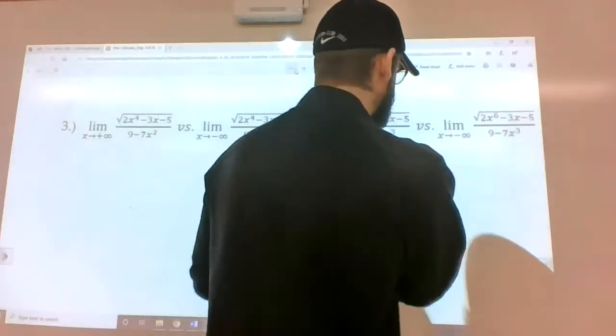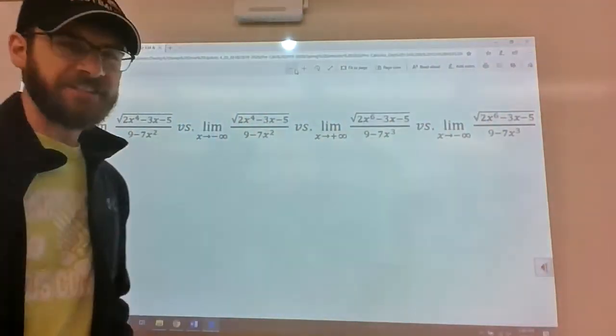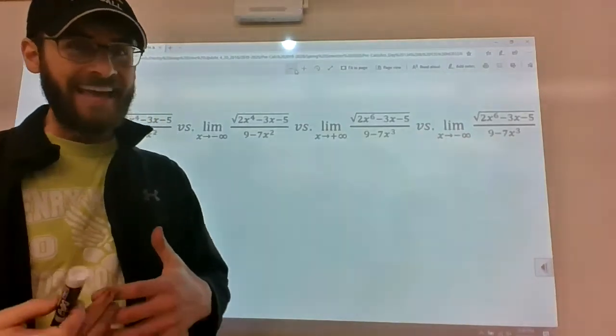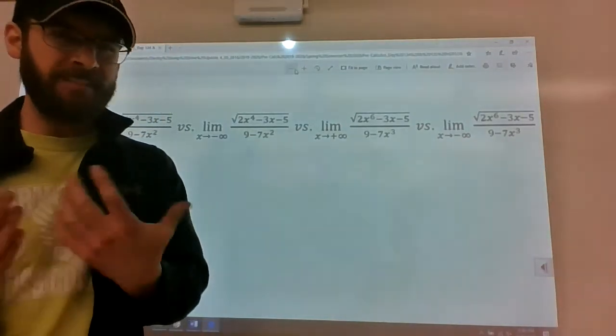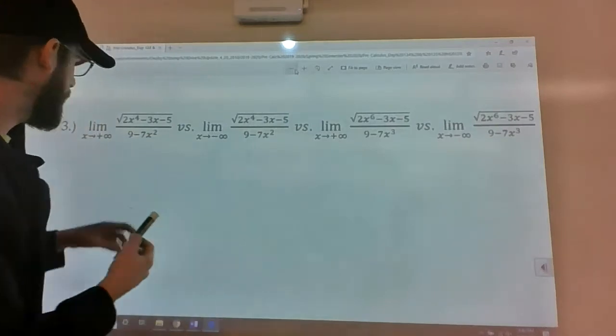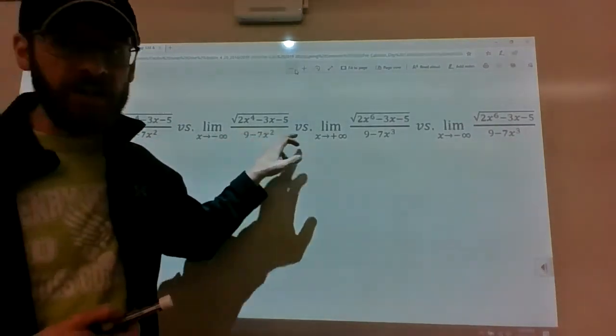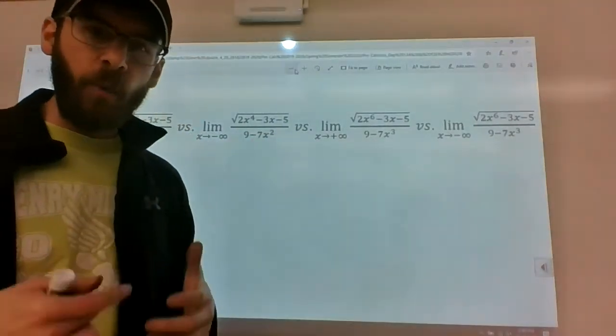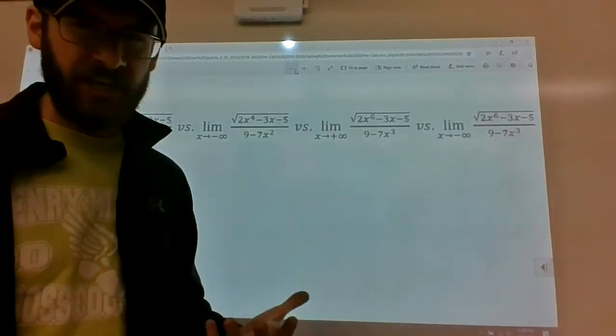Okay, now, what if it's not just a square root with an x, like an x on the bottom? What if it's an x squared on the bottom? What if it's an x cubed on the bottom? I wanted to show these examples so that we could really flesh out this idea.